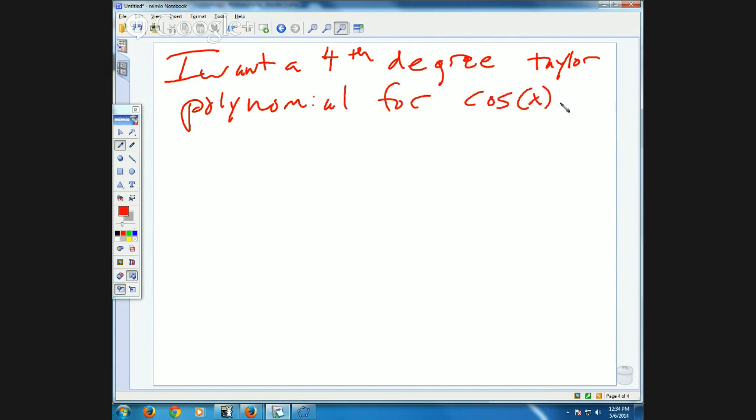Okay. So focus, come on. How did we create the 4th degree Taylor polynomial for e to the x? How did we come up with that the other day? We take repeated derivatives, right? So we need to take repeated derivatives of cosine.